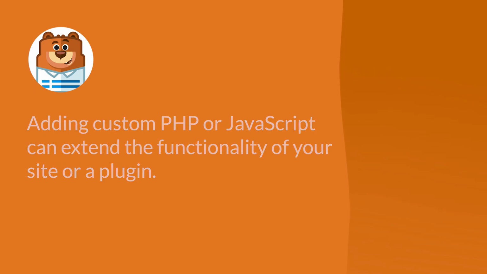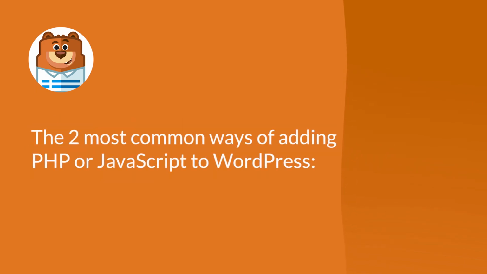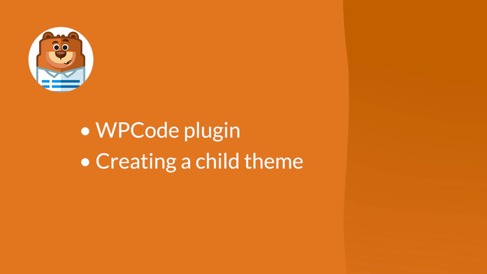I'm going to go over the two most common ways of adding PHP or JavaScript to your WordPress site, by using the WP Code plugin and creating a child theme. Keep in mind that you can use either method to add either code snippets to your site in general, or just code that you'd like to use for WPForms. Without further ado, let's get started.